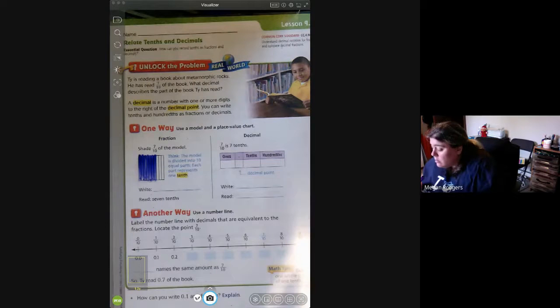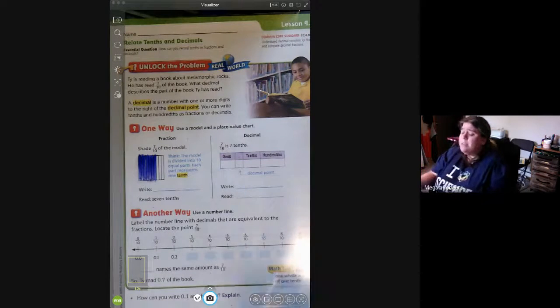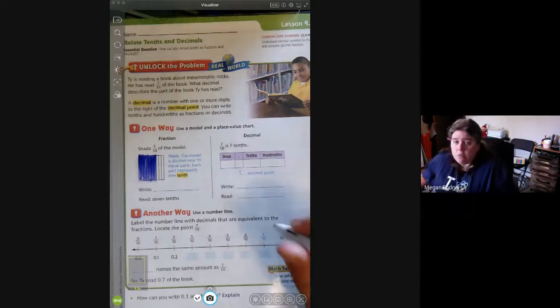Because they did that and they did that. Okay, well, we're going to leave that blank for right now. We're going to go over to the decimal chart one because this is the way I find the easiest in order to be able to do this.